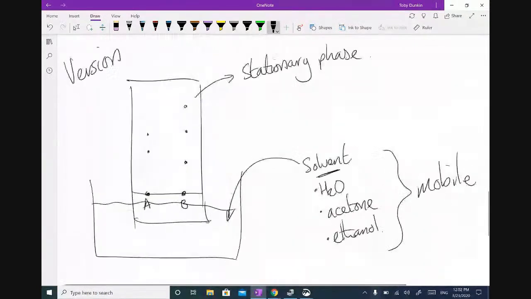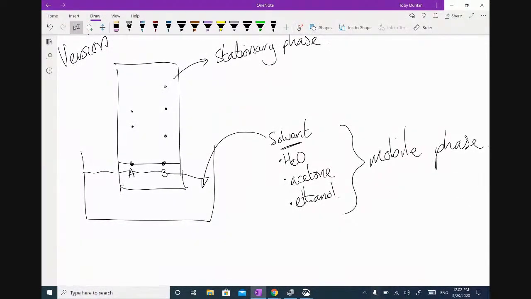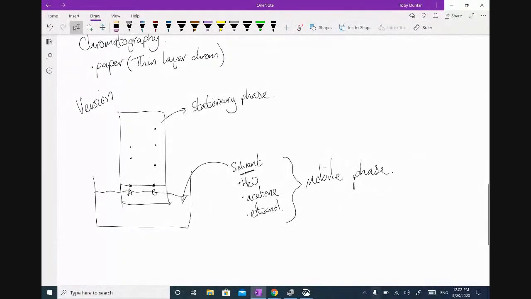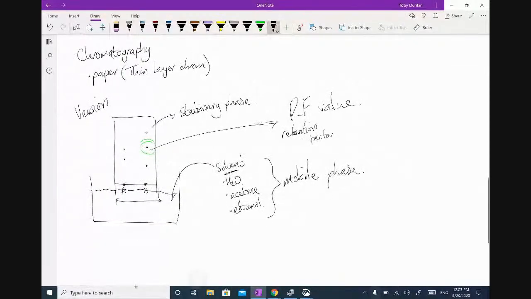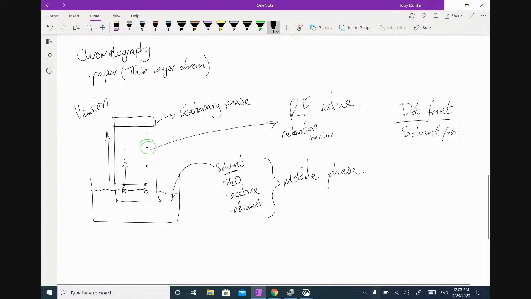Now, the question that no student ever asks is, why do the different dyes reach different heights? At GCSE, all you're asked to do is pull them out and calculate what's called an RF value. The original words were actually retardation factor, awfully, and that has now changed to retention factor value. The solvent travels up the paper and so does the dye, and we do dot front over solvent front, all of them in millimeters.